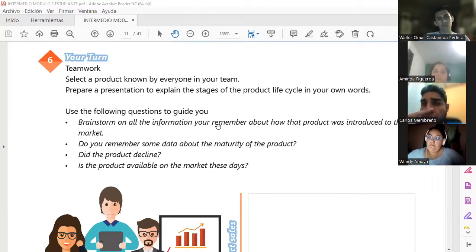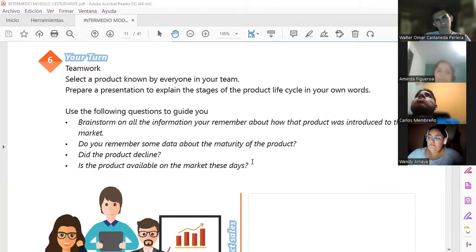Brainstorm all the information you remember about that product, right? The characteristics of the product. Number two, do you remember some data about the maturity of the product? Did the product decline, yes or no? Is the product available on the market these days? For example, yesterday I was describing leche Formos, right? Leche Formos is no more available. And galletas, yes, it's available too.